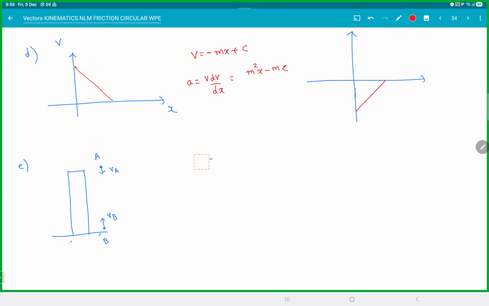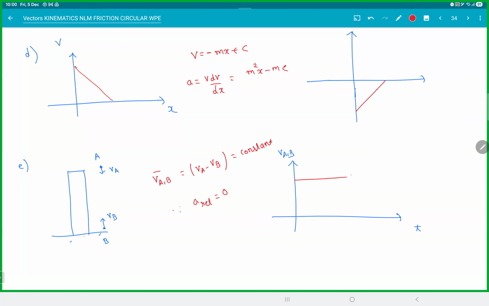What about relative velocity? Relative velocity VAB will be VA minus VB. It's independent of g, meaning it does not depend on t. This is constant since a relative will be 0. The motion of one projectile with respect to another projectile is always a straight line, remember? Because the relative acceleration cancels off. But this is only as long as they're in the air. The moment one of them hits the ground, again it comes back to normal. So if I plot VAB versus time graph, it will be constant.